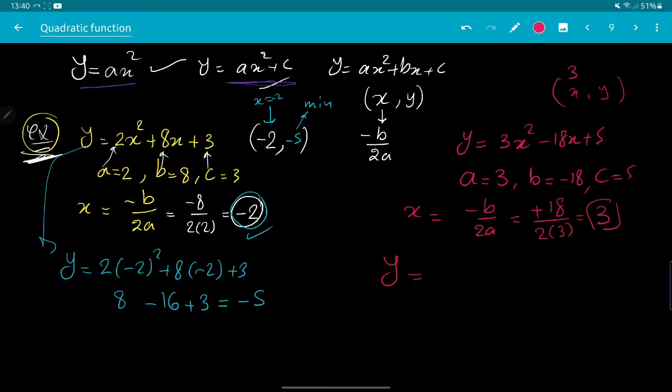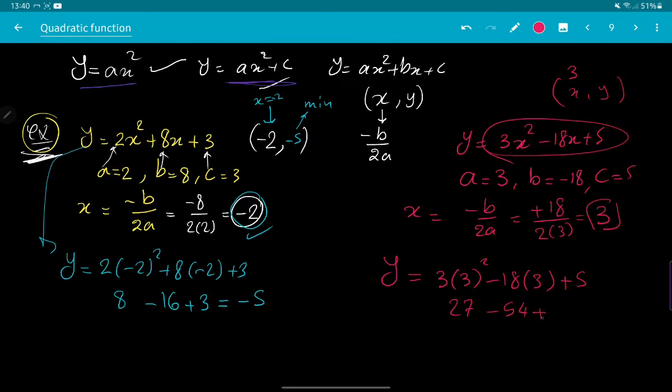Then y, you will write this again, but you know now the value of x. 3 squared times 3 minus 18 multiplied by 3 plus 5. This is 27 minus 54 plus 5. This is negative 27 plus 5. This is negative 22. So the vertex will be 3 and negative 22. And this is the minimum value.